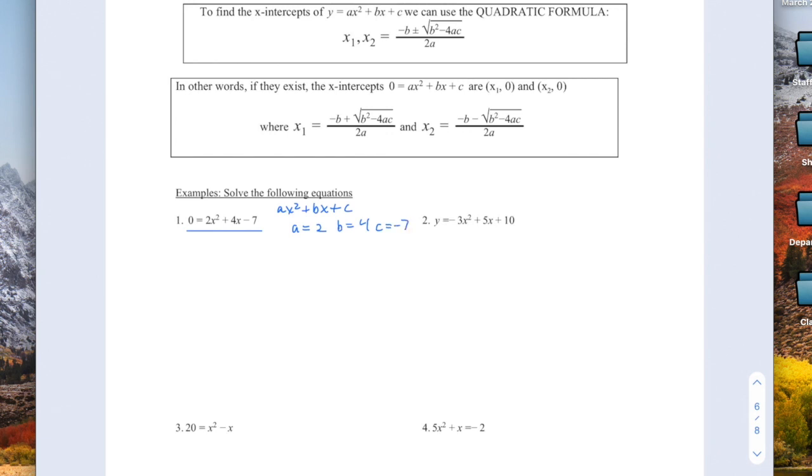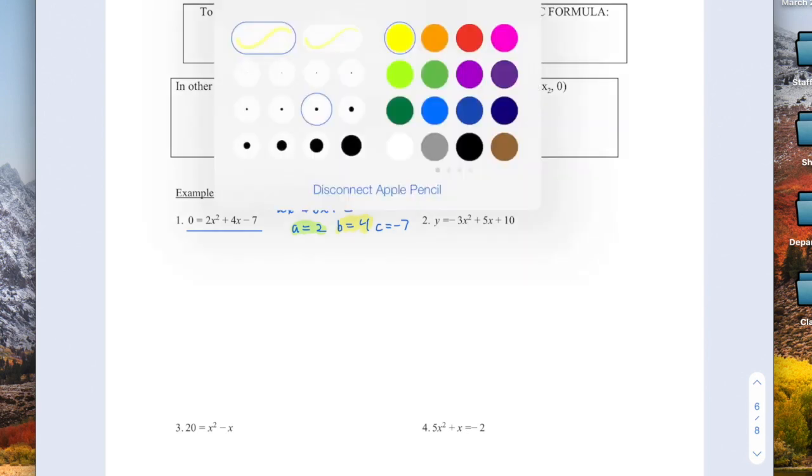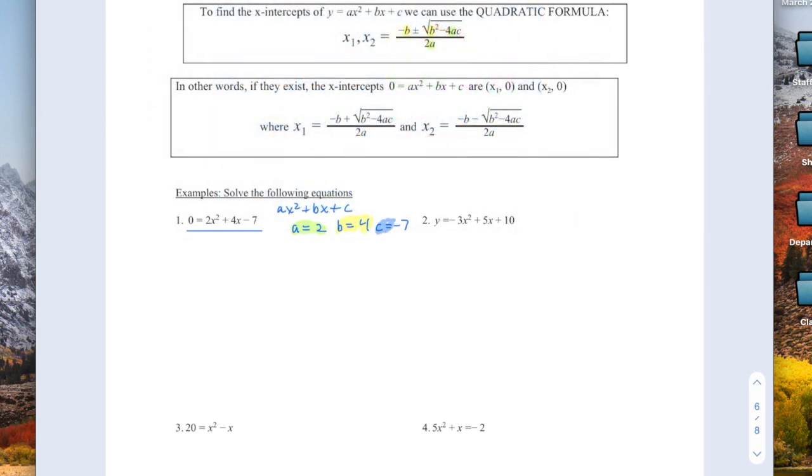And then what I have to do is take these values and sub them into my quadratic formula. So a is going to go into here. Okay, b goes here, and c goes here. And I have to be really careful about making sure my signs are correct.